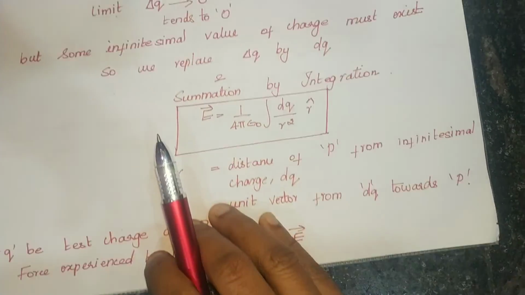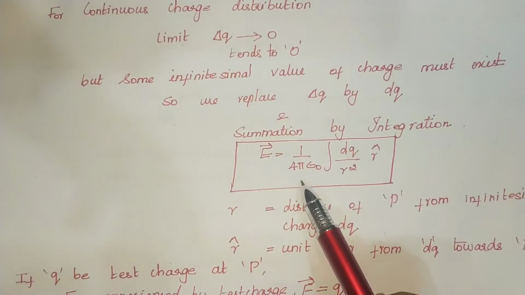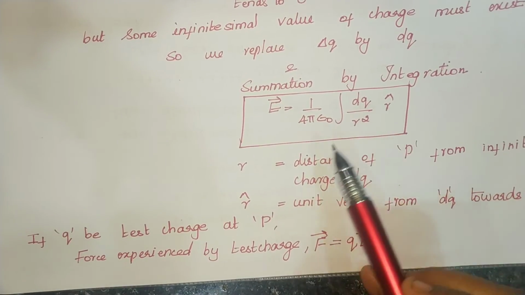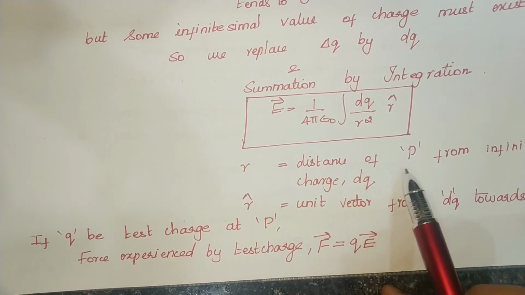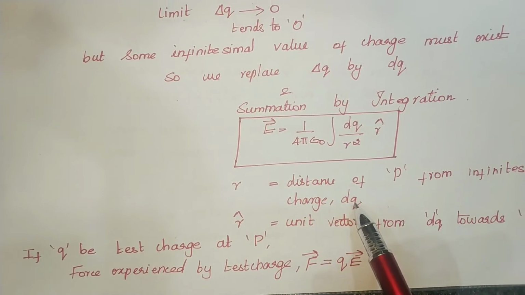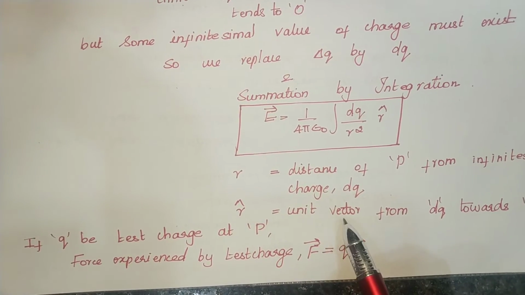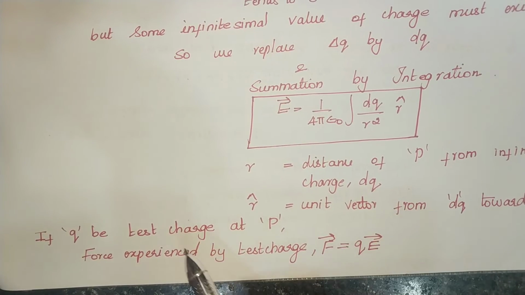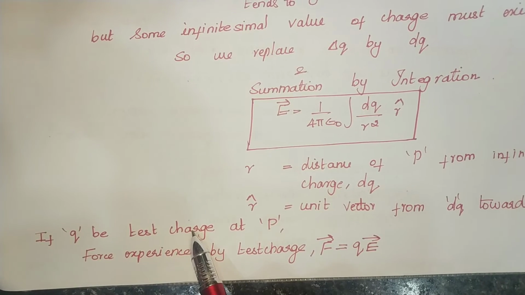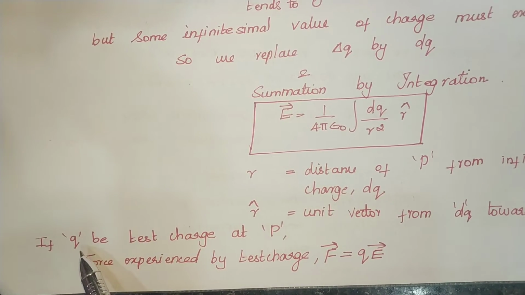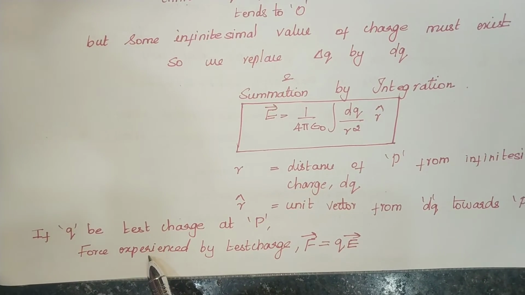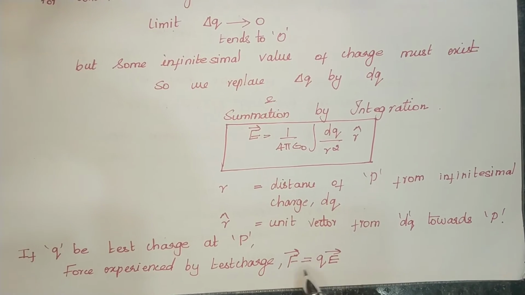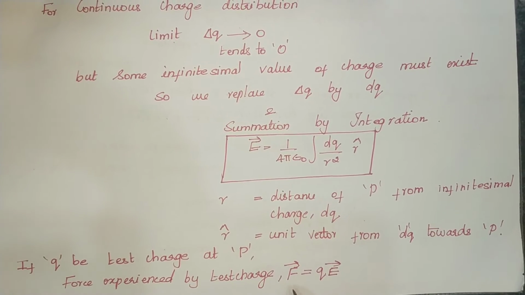Now what will be the expression for E vector? 1 by 4 pi epsilon naught integral dq by r square r unit. Here r is the distance of p from the infinitesimal charge dq, and r unit is the unit vector from dq pointing towards p. Okay students, if the test charge which is at the point p is q, what will be the force experienced by the test charge? It is given by F vector is equal to q E vector.